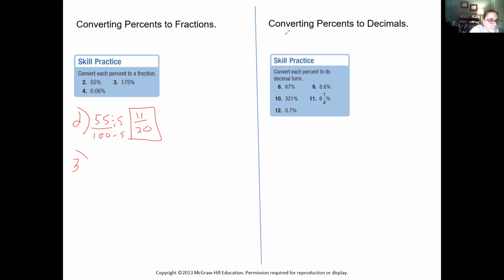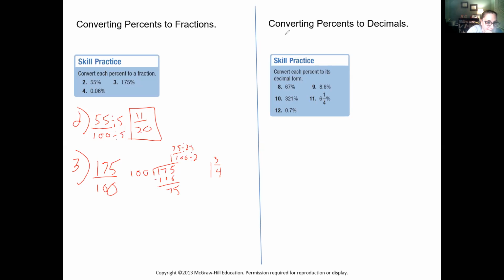Okay, so for number 3, you have 175 over 100, and I can divide. I can divide by 25. And I'm going to get 1 3/4. And if you don't remember, the other way to do this is if you were to go 55 over 1 times 1 over 100, the long way.